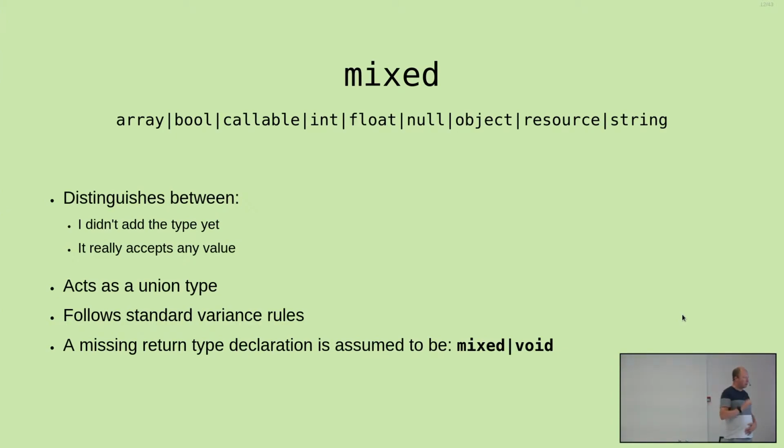It is sort of important to realize that this does not include void, meaning that if you have a method that you define as mixed, if you then inherit a method from this without any types, it doesn't work.